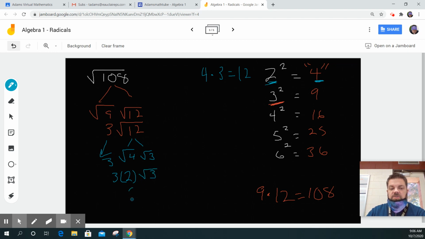So then 3 times 2 is 6. And that's my simplified version: 6 square root of 3. So this mathematically is the same as this.